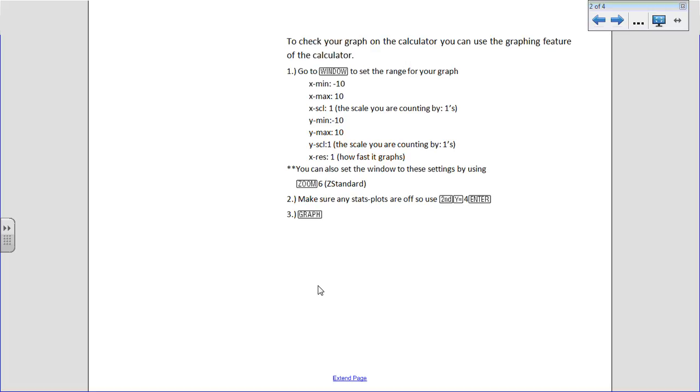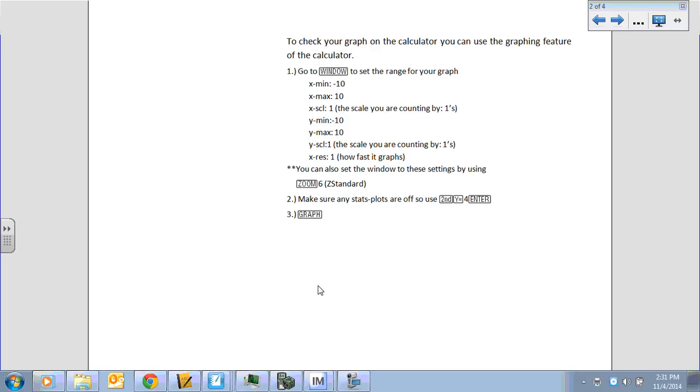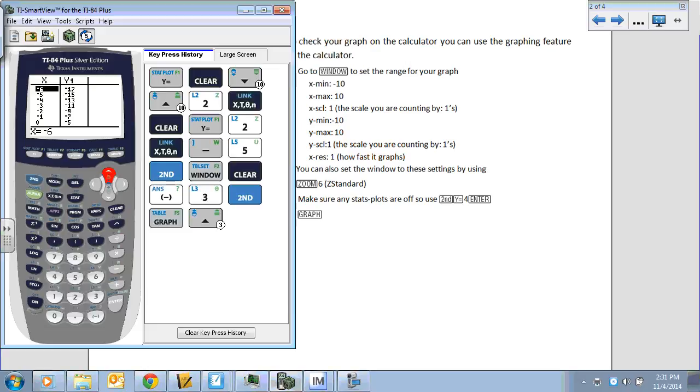So to do that, we want to go to window. We want to make sure our window range, what we see on the calculator screen, is good. I like x-min to be -10. Nope, you don't need to hit clear. You just push the window button. Window is the second button in the very top skinny row.